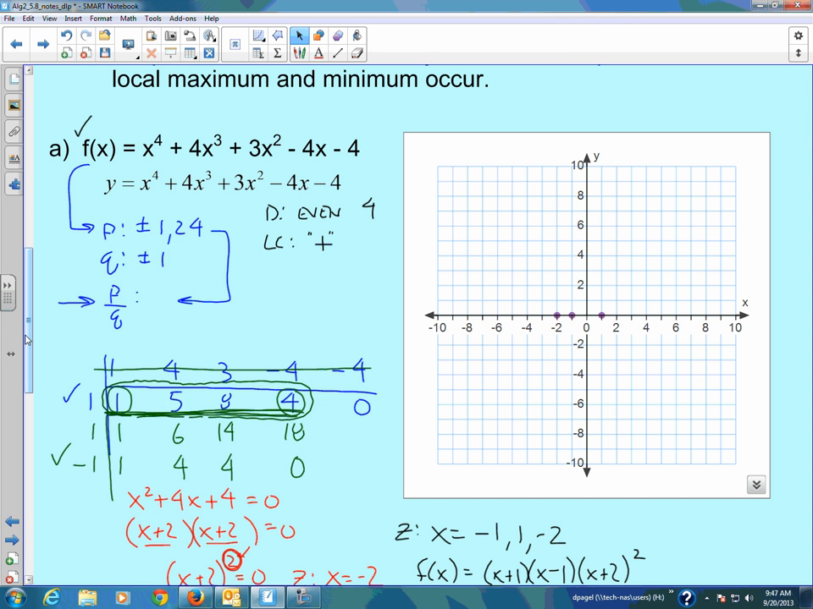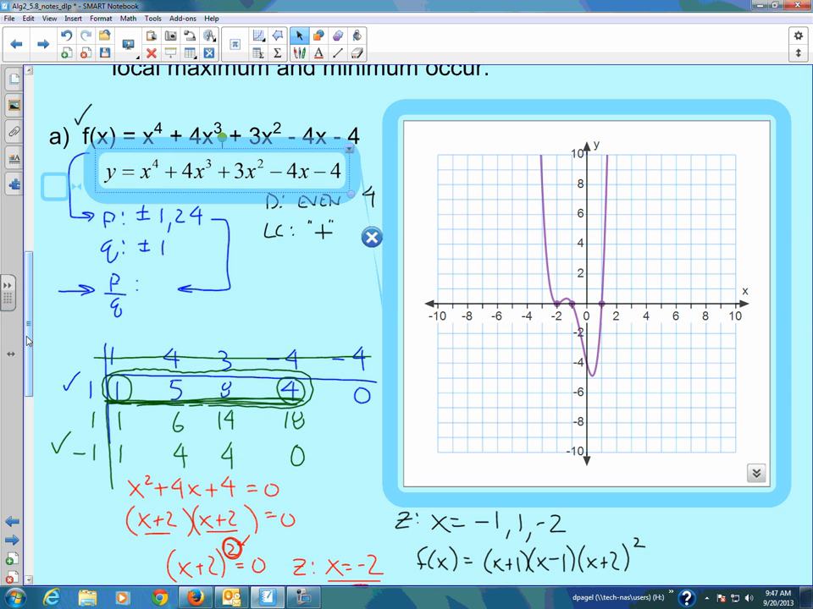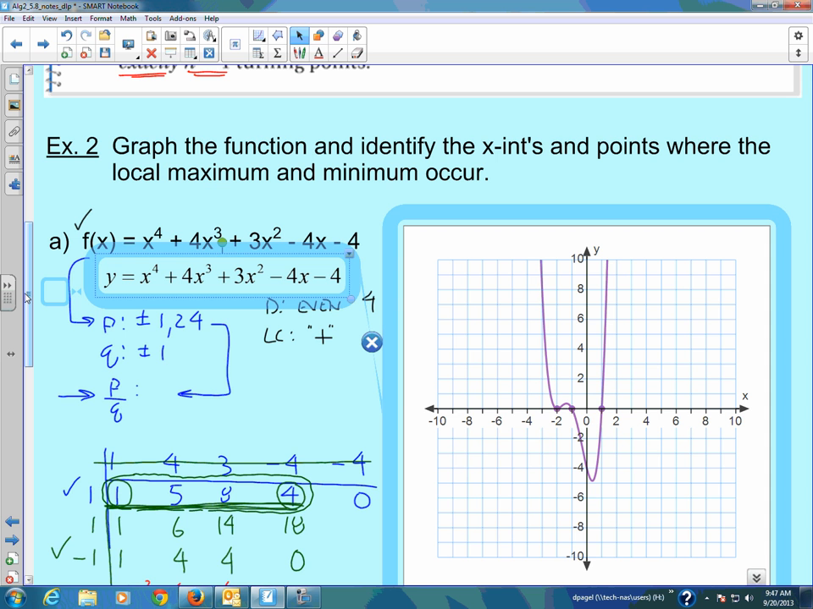So I know a fourth degree function, even, it's going to start up on the left, it's going to end up on the right, because it's positive lead coefficient, and it would look something like this. All right, so it asks us to graph it, identify the x-intercepts, we've done that, and the points where the local max and min are going to occur.